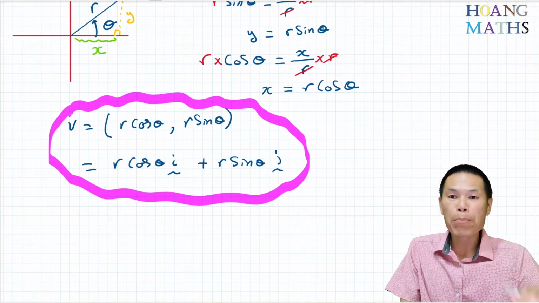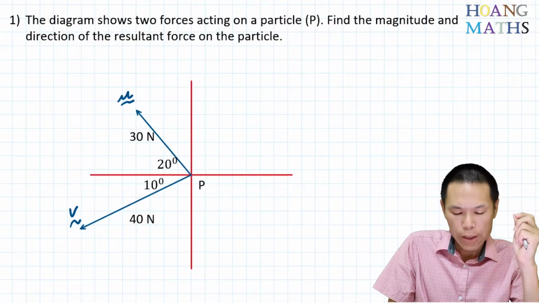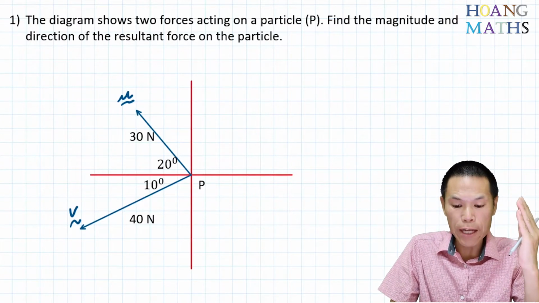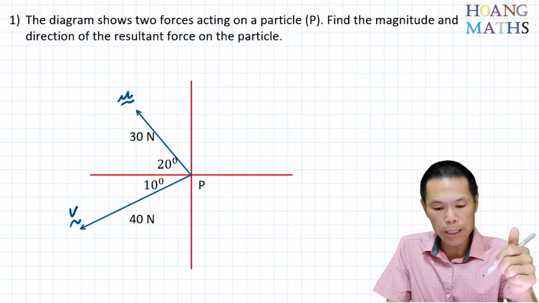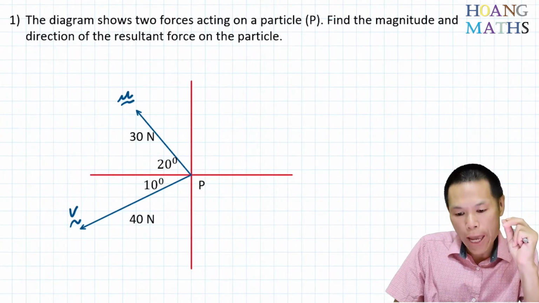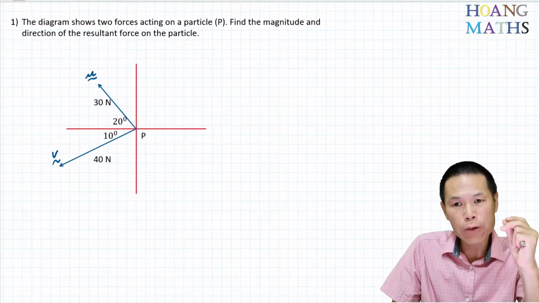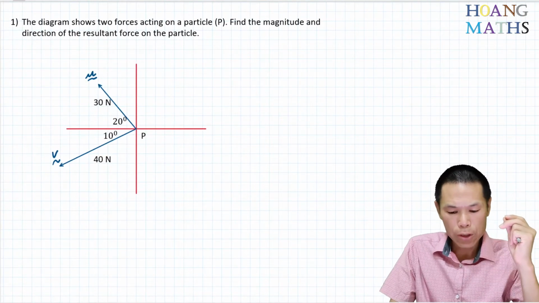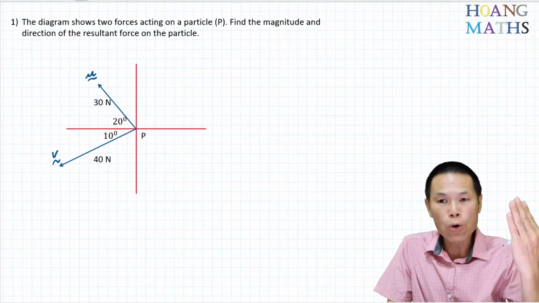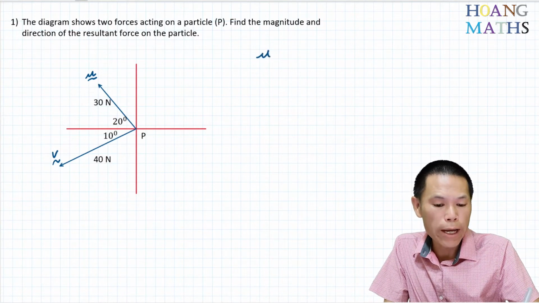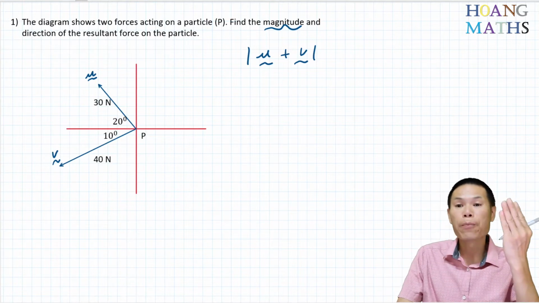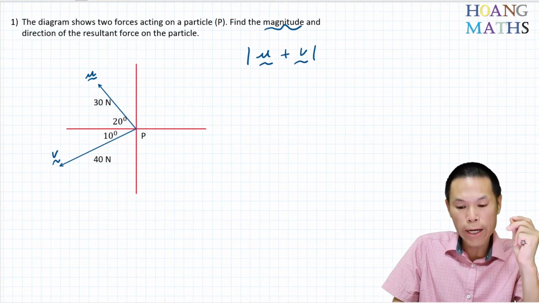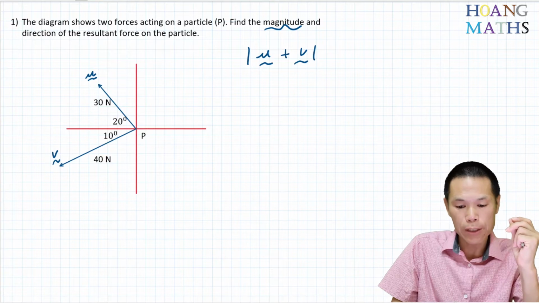So let's go through an example. First one: we need to work out the resultant vector of vector u and vector v acting on the particle P. In other words, we need to add the two vectors together to find the resultant vector. So we need to work out vector u plus vector v and find its magnitude. Before we do that, let's work out vector u and vector v first.